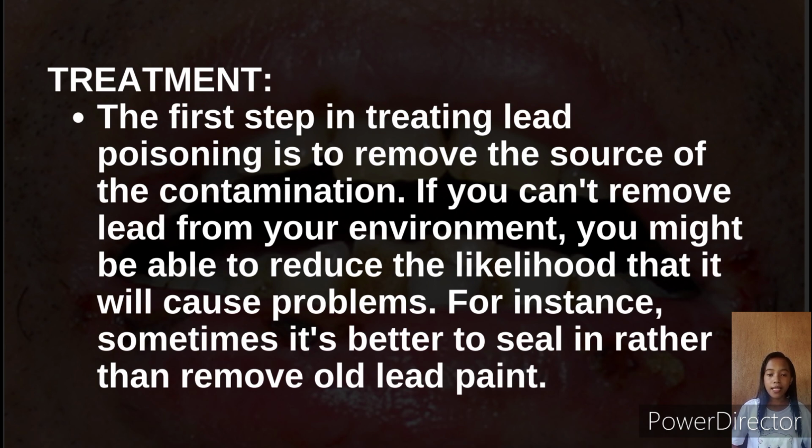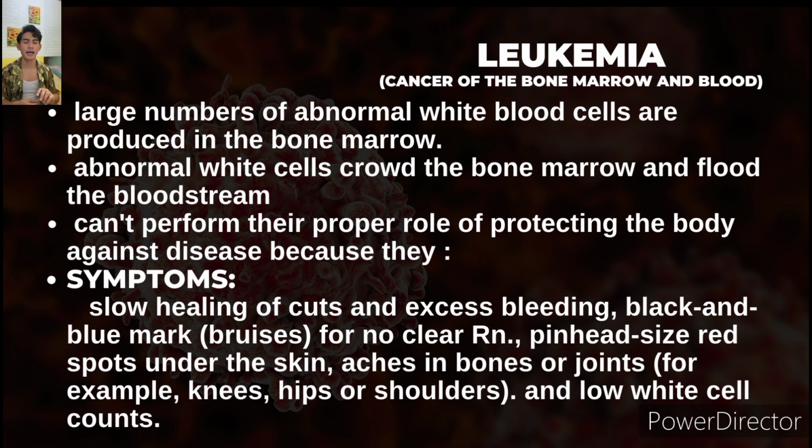problem. Okay, let's proceed to leukemia. Or sakit sa dugo. Leukemia is when a large number of abnormal white blood cells are produced in the bone marrow, kung saan mas lamang daw po ang white blood cell kaysa sa red blood cell, na dapat po ay red blood cell ang mas lamang sa ating katawan. And they can't perform their proper role of protecting the body against disease because of these symptoms.